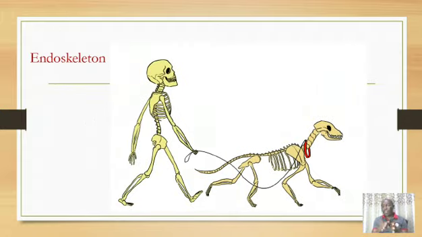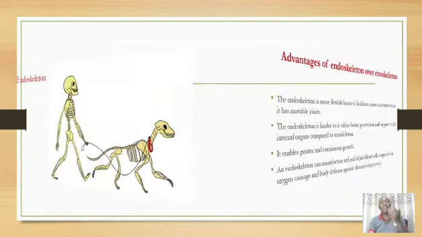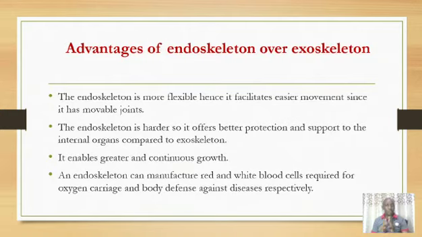When we look at the skeleton, we can see the joints. Look at the dog, the skeleton of a dog. It has joints. Look at the skeleton of a human. It has joints. That is why your body, you also have joints at different parts. By having joints at all those different parts, that makes your body flexible. Therefore, the endoskeleton is more flexible. Hence, it facilitates or brings about easier movement than the exoskeleton.